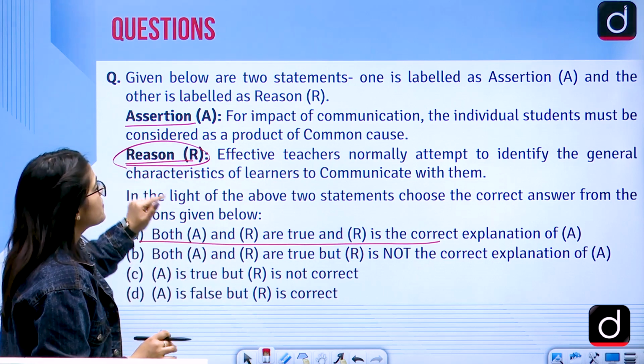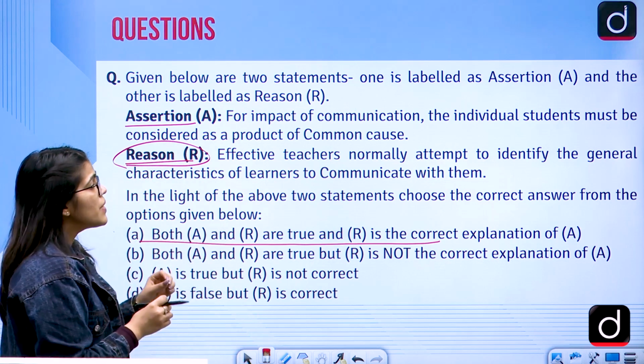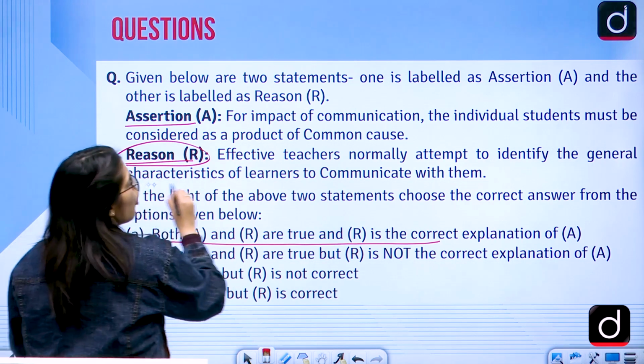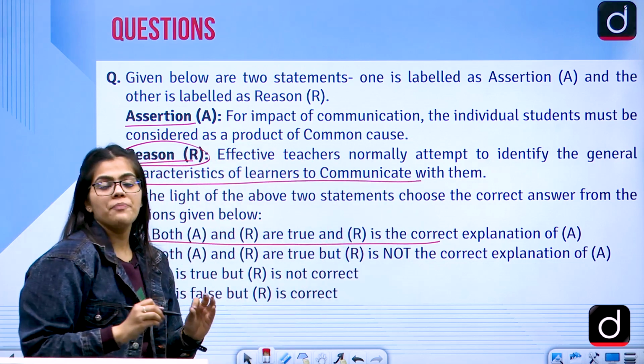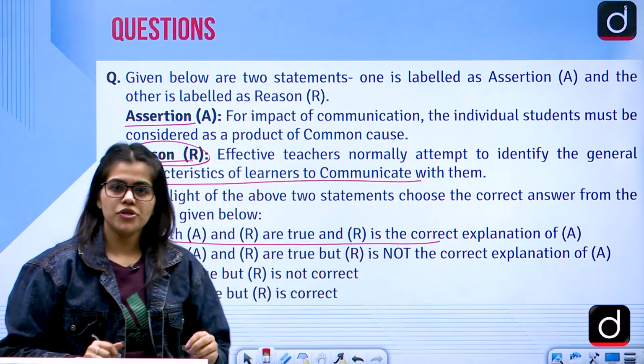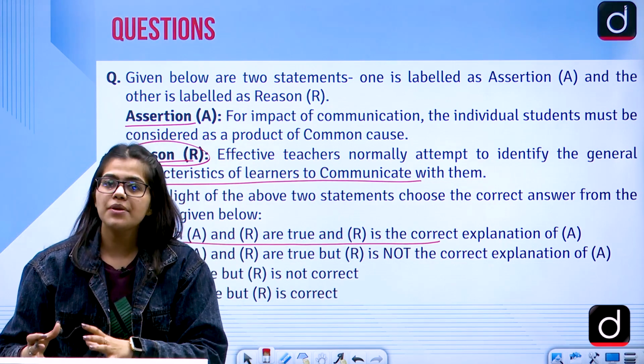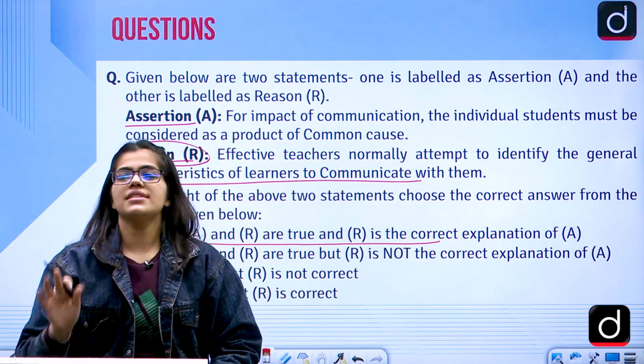Then we have the reason. Effective teachers normally attempt to identify the general characteristics of the learners to communicate with them. Now this is also very important. You come up with the common ground, you come up with the generalized statement so that all are satisfied.